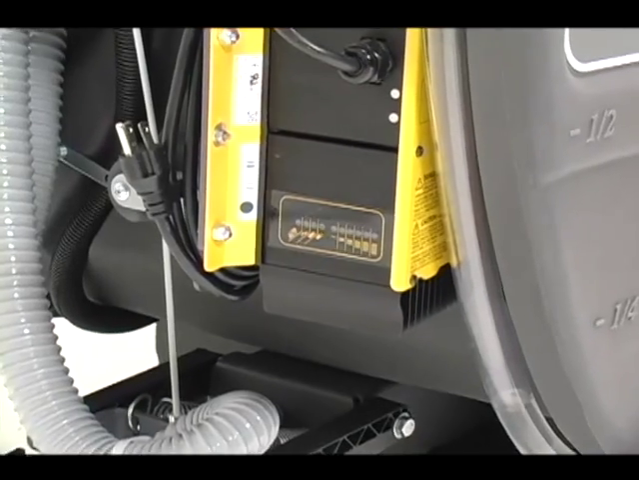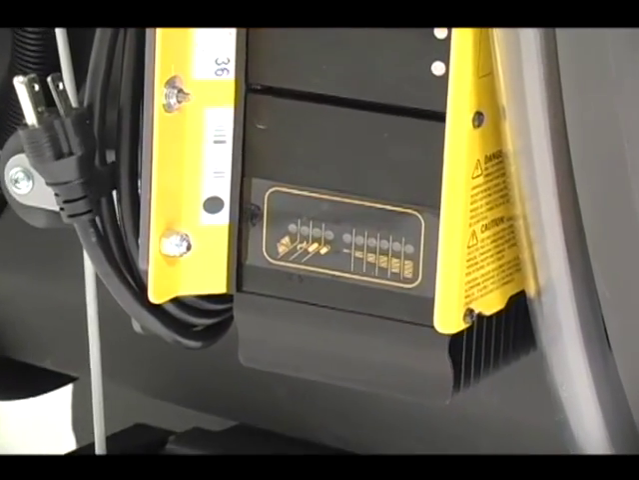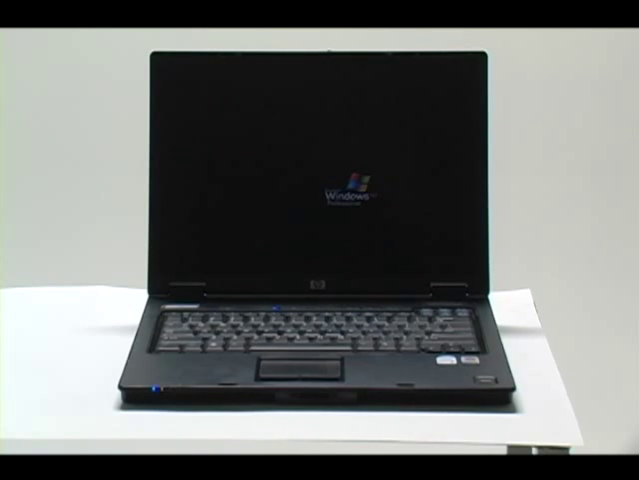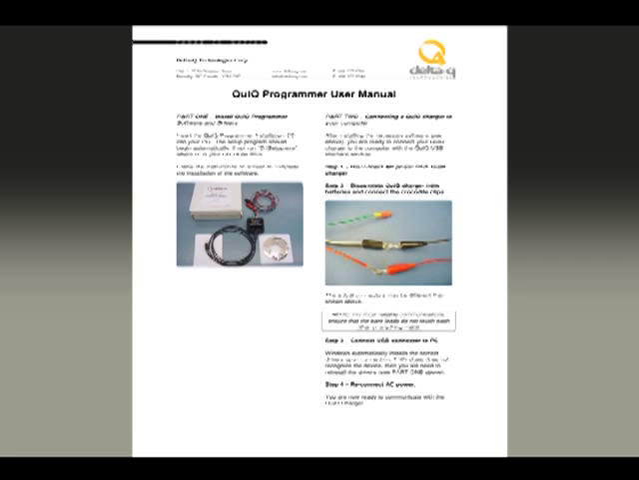Note that the programmer kit will only work with the Delta Q chargers that have a black dot attached to them. And of course you'll need a laptop computer with an available USB port. The laptop processor speed and memory requirements are not critical for this application, but Delta Q recommends that you use a laptop running Windows XP. The QuiQ CD also includes a user manual in PDF format. We recommend that you read the QuiQ user guide before you get started.